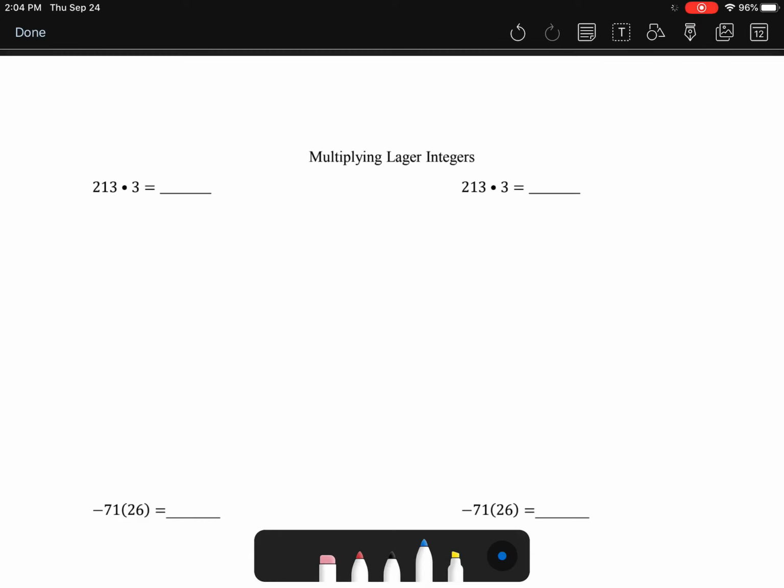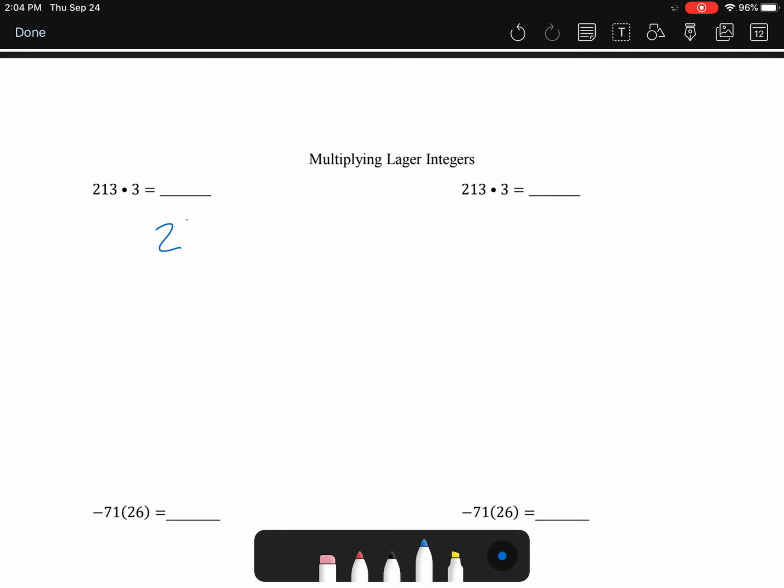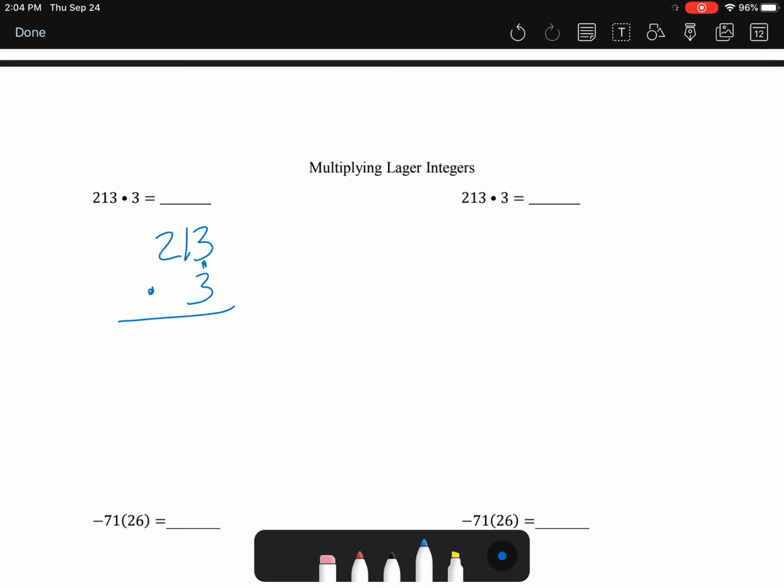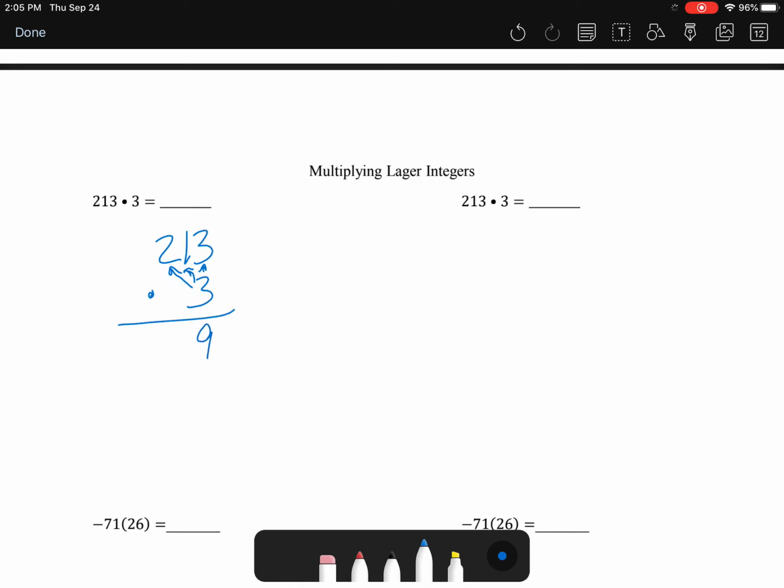So 213 times 3. I'm going to go ahead and do the first time traditionally. So I'll take the 3 and I'll multiply it by every number above. I'll do 3 times 3, then 3 times 1, then 3 times 2. There's my answer.